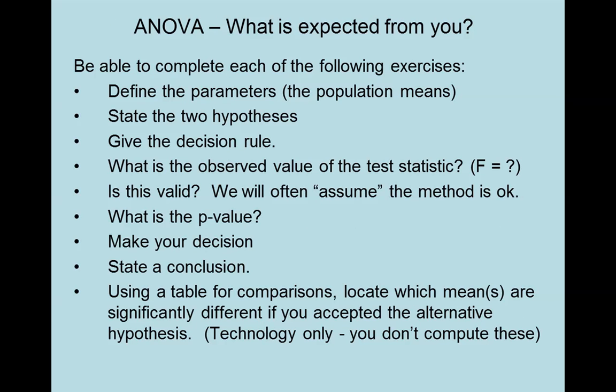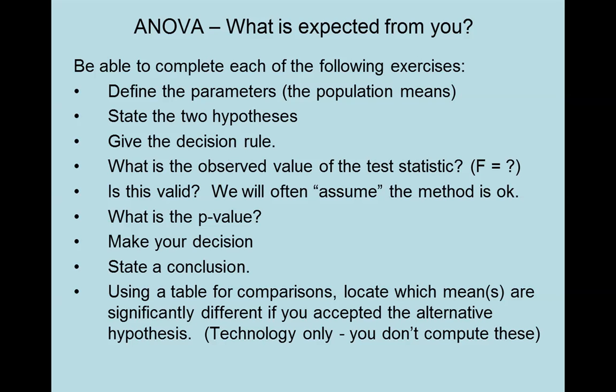So what you're going to have to be able to do in these exercises as you think about these is define your parameters, right? What are the different population means that you're interested in? What are your hypotheses? The null hypothesis is always that all the population means are the same, they're all equal, and the alternative is always not all the population means are equal, or at least 2 of the population means are different from each other. Your decision rule is your standard form. What's the observed value of the test statistic? You're going to have to read this off of your StatCrunch output at this point.